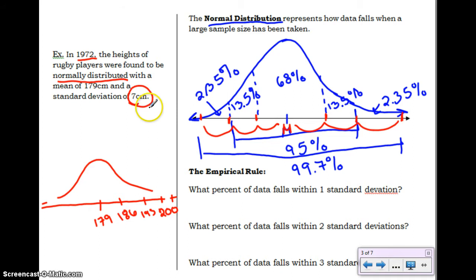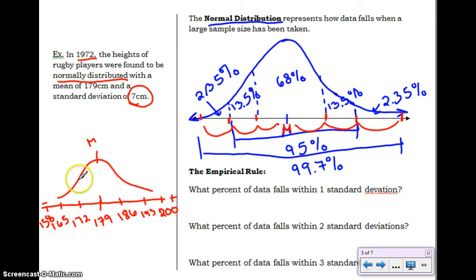Now I'm going to subtract 7. I'm going to go to the left. So from, again, here's my mean, here's in the middle, just so I don't lose sight of where my middle is. I'm going to subtract once to the left. So 179 minus 7. So I'm going to be at 172. I'm going to subtract again. 172 minus another 7. I'm going to be at 165. And let's subtract one more time. 165 minus 7 will be 158.